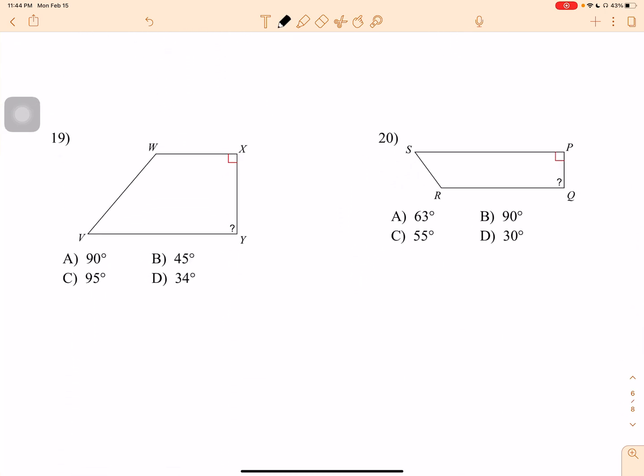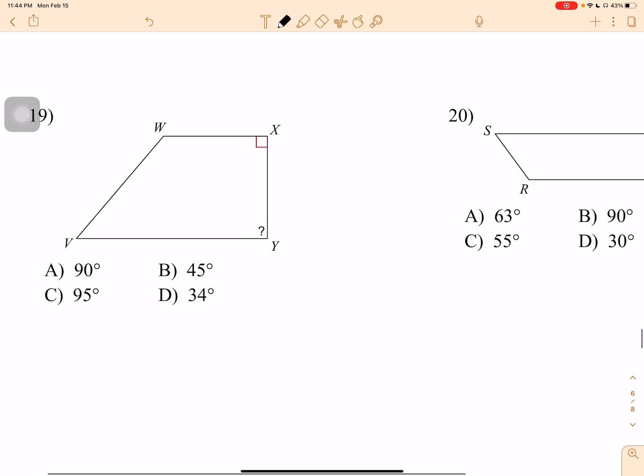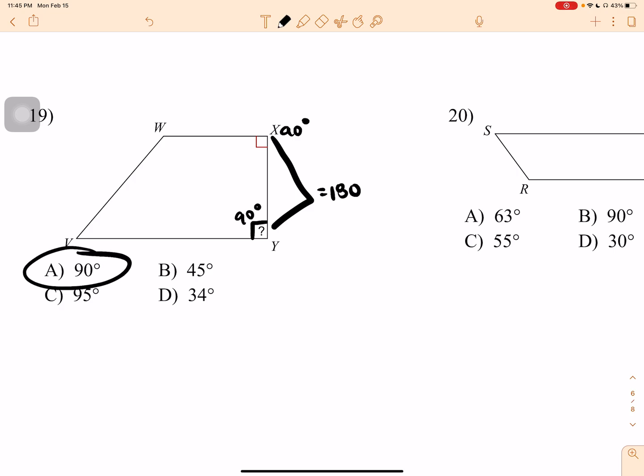All right, so here again, we know that these two add up to 180. So if this top guy is 90 degrees, you can either subtract 180 minus 90, but I think many of you know 90 plus 90 is 180. So that question mark there must be 90 degrees.